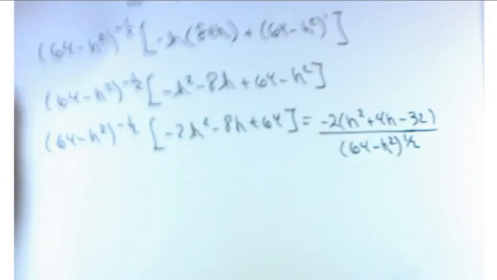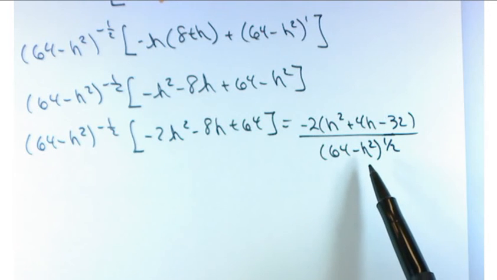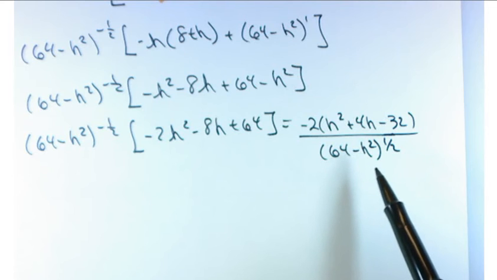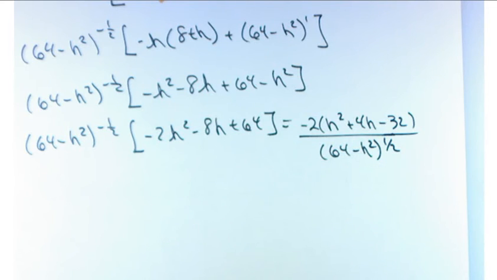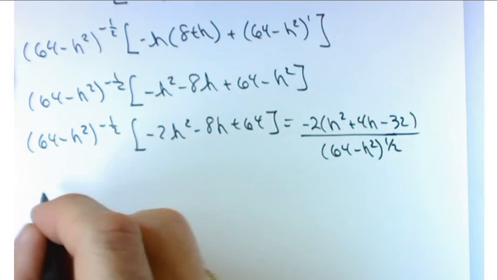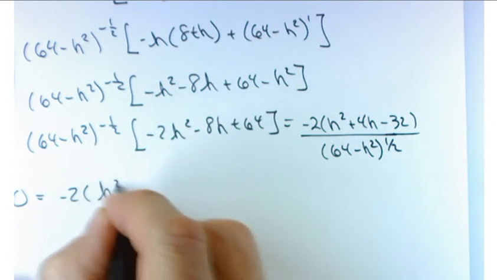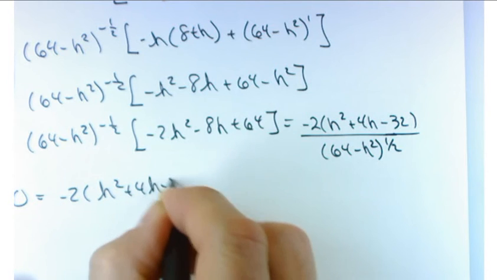Now, as a reminder, the critical points are places where the derivative is 0 or doesn't exist. Now, this wouldn't exist if h is negative 8 or 8. But neither of those points are in our interval, right? Our interval is 0 to 8 with parentheses. So we don't have to worry about those. So we don't have to worry about where the denominator is 0 at all. We do have to worry about where the numerator is 0. So where does 0 equal negative 2 times h squared plus 4h minus 32?